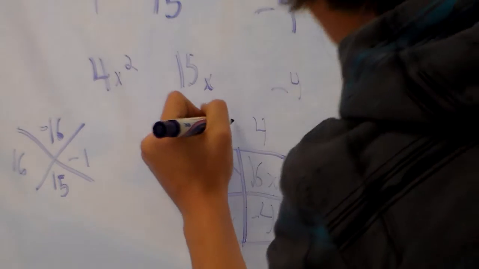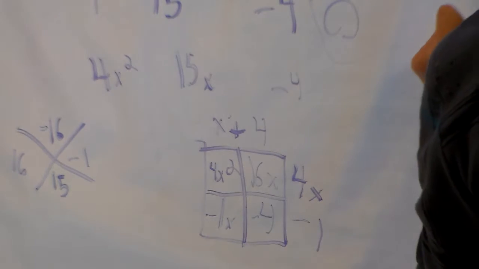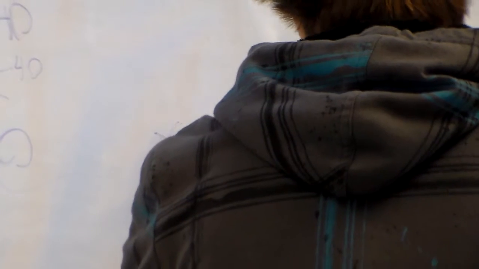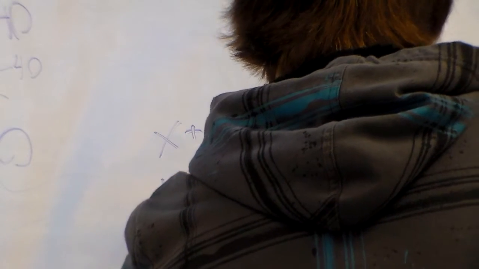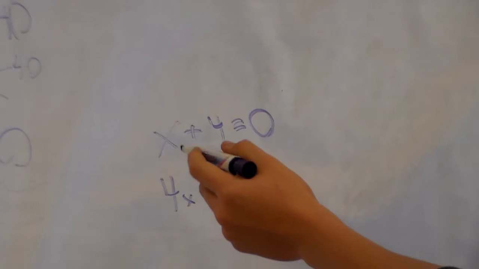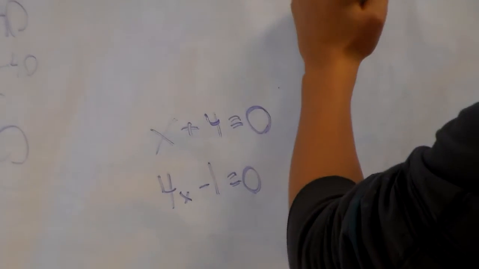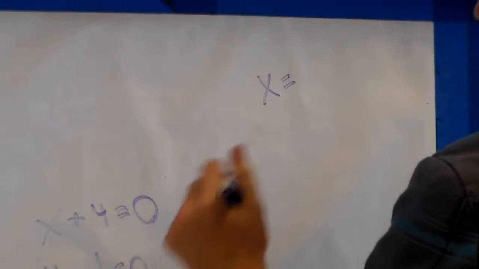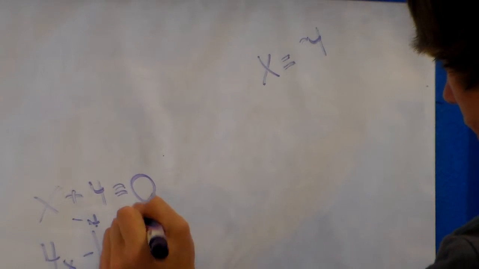So now you can put a plus sign here. And you're going to solve for these by making them equal to 0. So x plus 4 equals 0. And 4x minus 1 equals 0. So now you're going to take x plus 4, and you're going to subtract 4, which is going to give you x equals negative 4. You subtract 4 here, subtract 4 here.